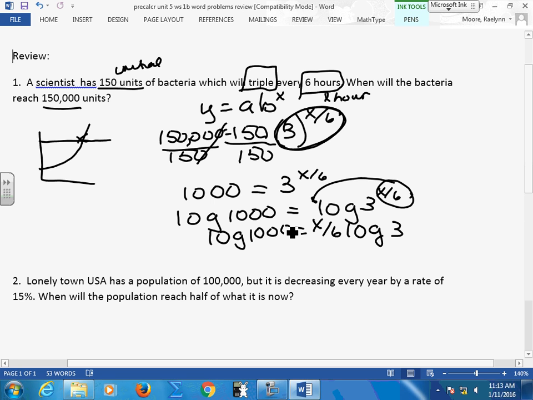I need to solve for x. 10 to the power of 6. Should I multiply by 6? This fraction right here is like saying x times 1/6. So I want to get rid of my denominator. I'm going to multiply both sides by 6. If you do one side, you have to do the other side.